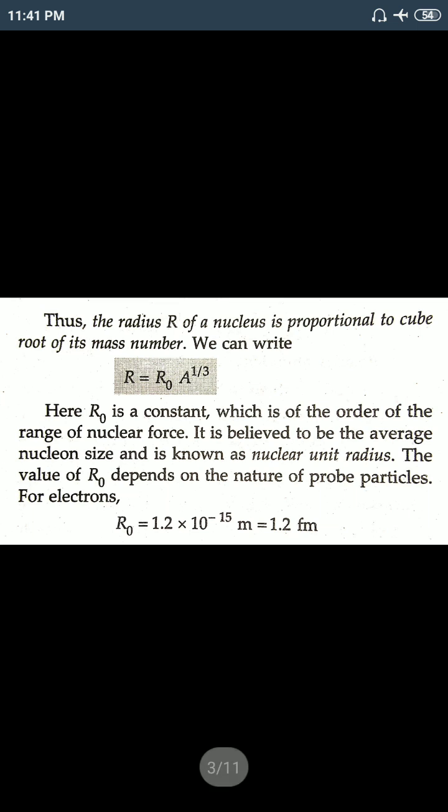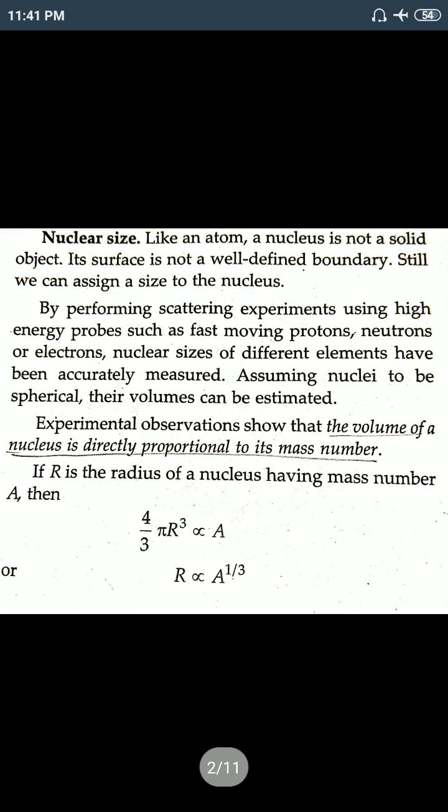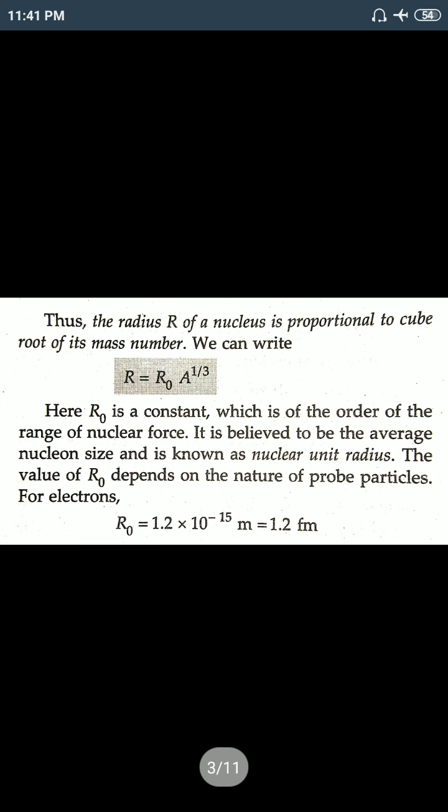Thus, the radius of the nucleus is proportional to the cube root of its mass number. So we can write r equals r0 into A to the power 1 by 3. In place of the proportionality sign, we use the equal sign by multiplying by a constant, that is r0. r0 is the constant. It is known as the nuclear unit radius, and its value depends on the nature of the particles used, the fast-moving protons, neutrons, electrons. Its value is 1.2 fermi, or 1.2 into 10 to the power minus 15 meter. Clear?